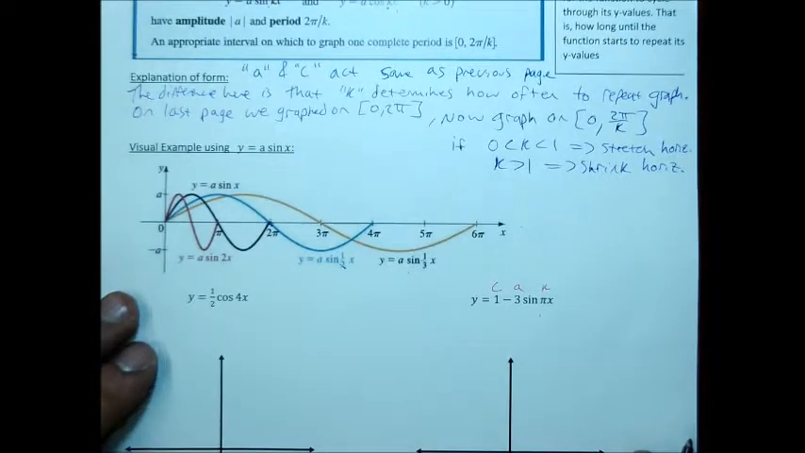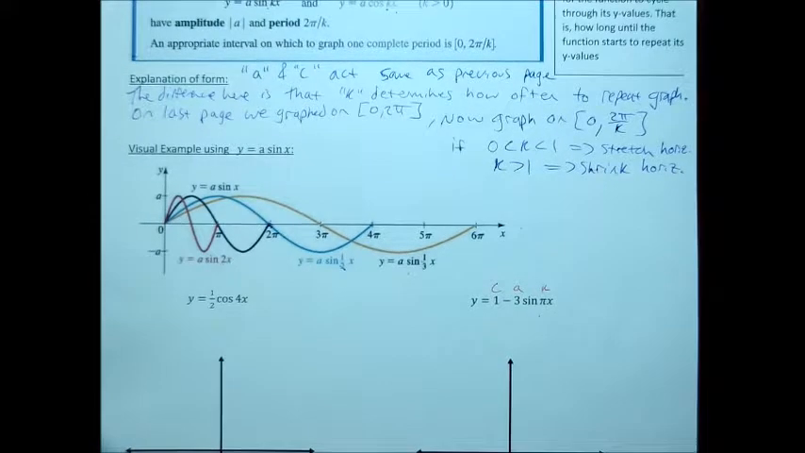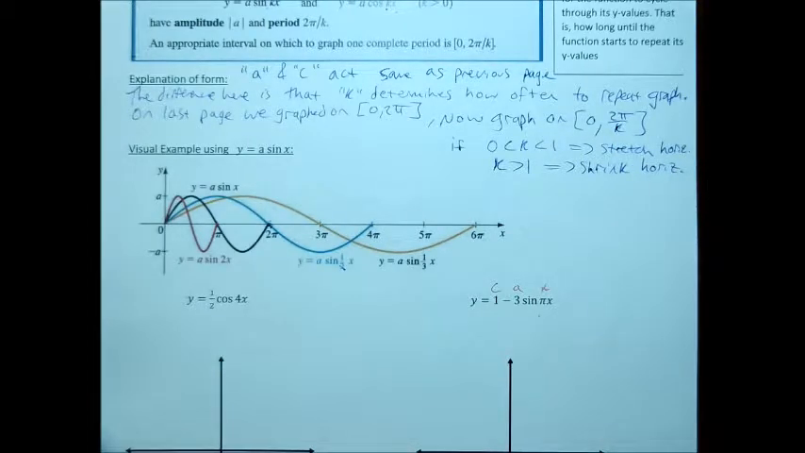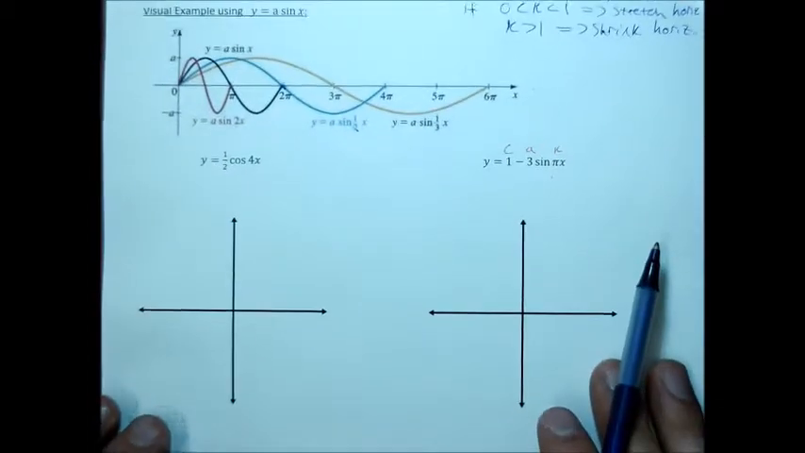horizontally. And if k is bigger than 1, it's going to be a shrink, again, horizontally. And so we want to do the exact same thing we did in the last page, but we just want to graph on a different period. So let's look at this first example and see what I mean here.